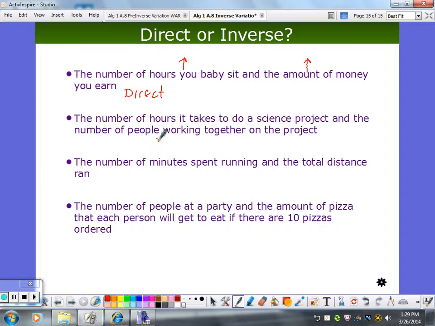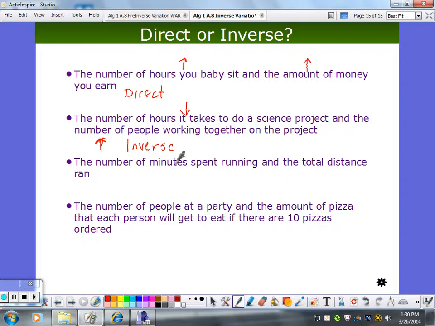How about this one? The number of hours it takes to do a science project and the number of people working together on the project. I'm going to give it just a little bit of insight. Some of you are seeing it right away. I want to give everybody a chance. When you think you know, raise your hand. Emma, what do you think? Inverse, how come? Okay, so we have more people. Theoretically, it's going to take less time. Why do I say theoretically? Do you ever have a group and they give you lots of people and then you've got to handle people problems? So, mathematically, yes.